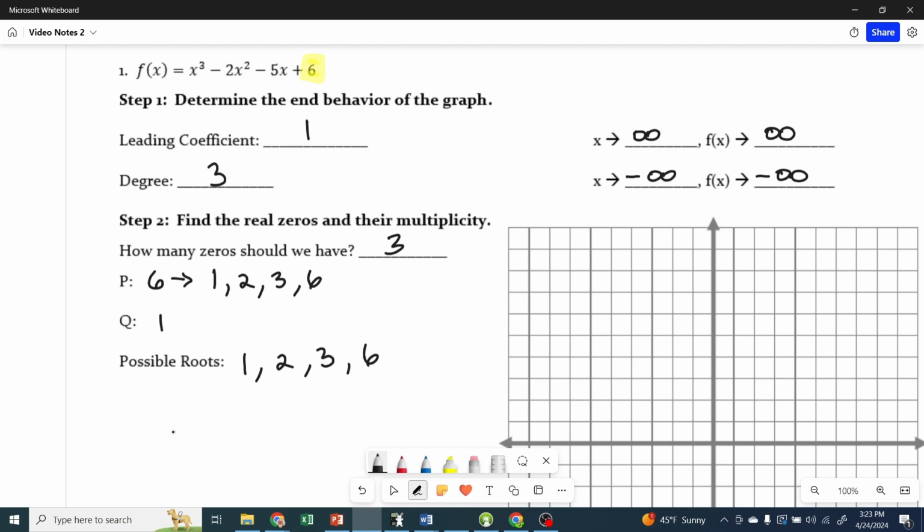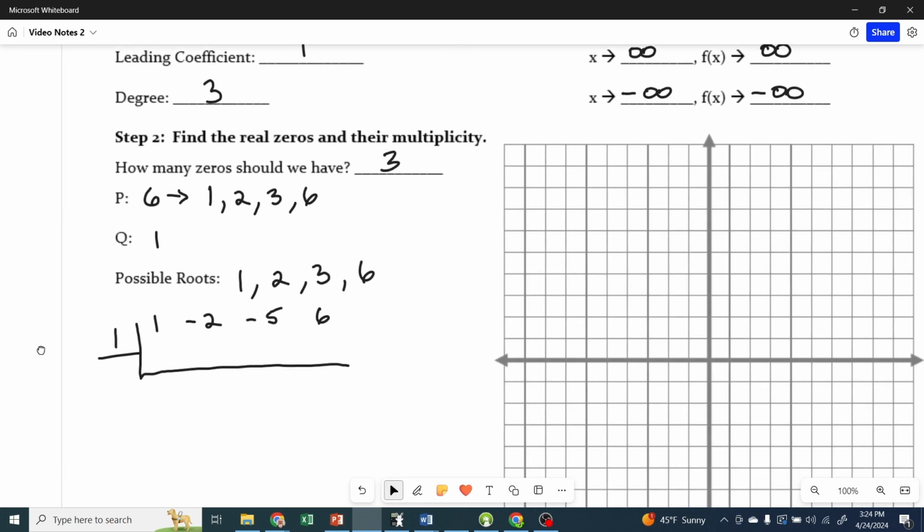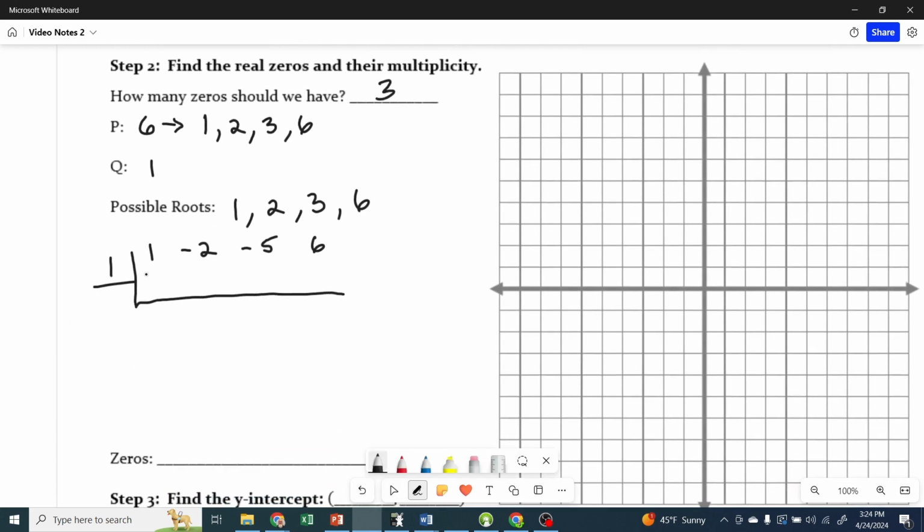So what we can do here is some polynomial division, and we will start with 1. So we've got 1, negative 2, negative 5, and 6. We're going to do synthetic division here. So let's go through this process, and 1 comes down. 1 times 1 is 1. Negative 2 plus 1 is negative 1. 1 times negative 1 is negative 1. Negative 5 and negative 1 is negative 6. 1 times negative 6 is negative 6. 6 plus negative 6 is 0.